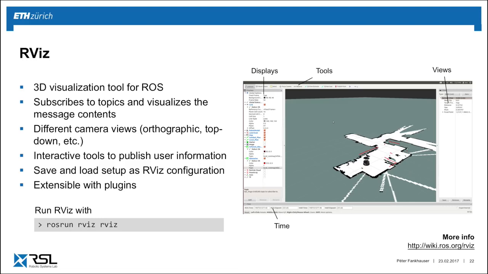On the left-hand side, you would have a list of display plugins, which you can add. On top, you would have a toolbar with tools, and on the right-hand side, there are the different view options, how you want to see the view of your environment. And on the bottom, there's some information about the time that is currently running. You can run RViz with rosrun rviz, under the package rviz, as a node rviz.